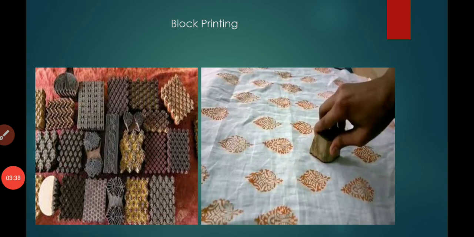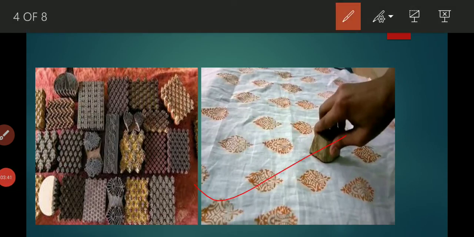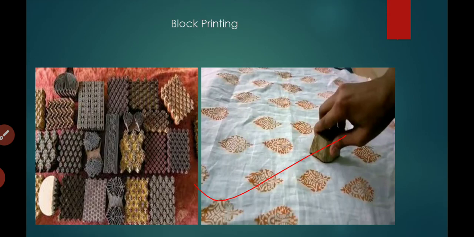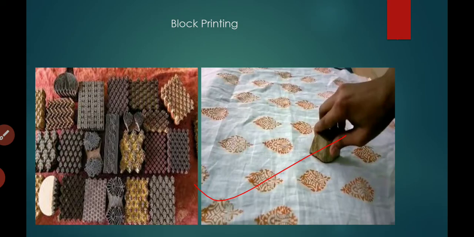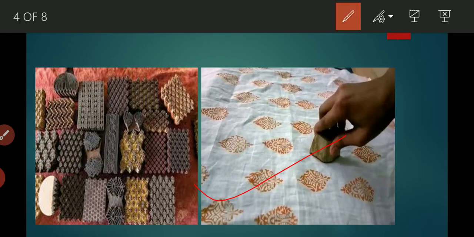Do you like this design? Wow, this design is so good, so beautiful, right? How do we create such type of design on cloth? Using the block printing method. This method is called block printing method.